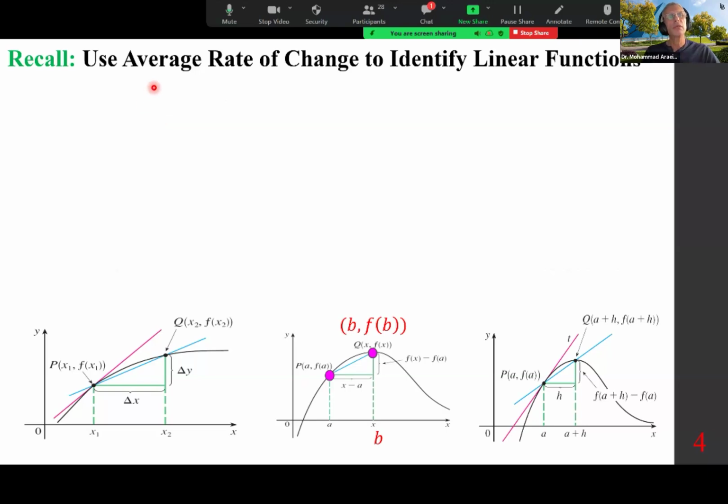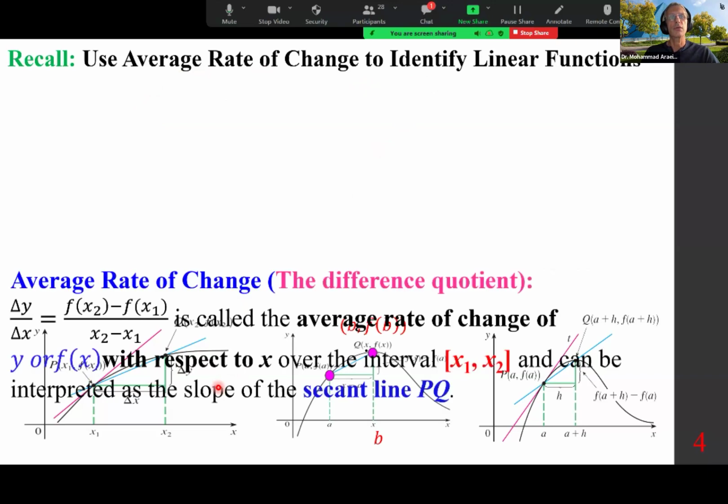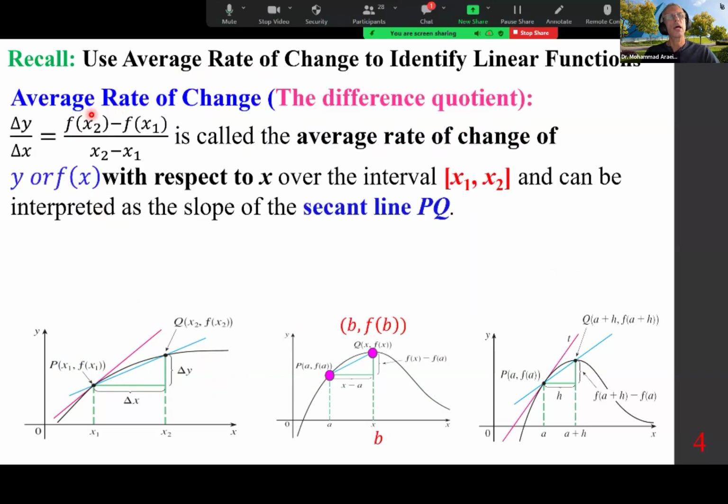Using the concept of average rate of change to identify linear functions. If you have 2 points on a curve and you connect them, you get what is called the secant line, and you can calculate the slope, which is known as the average rate of change. So average rate of change, the difference quotient, delta y over delta x, equals f of x sub 2 minus f of x sub 1 over x sub 2 minus x sub 1.